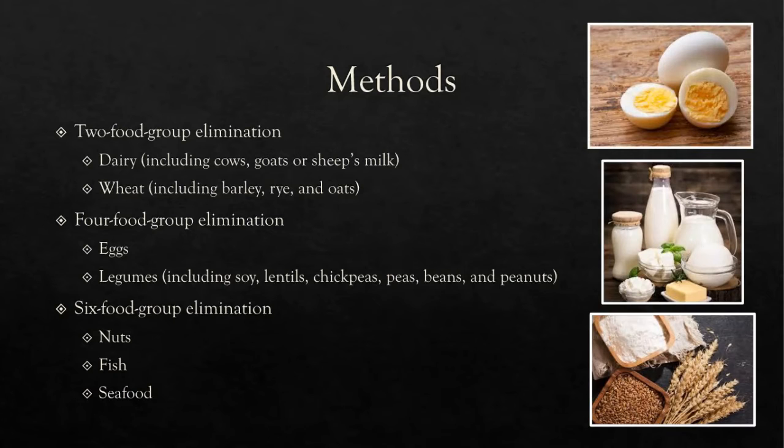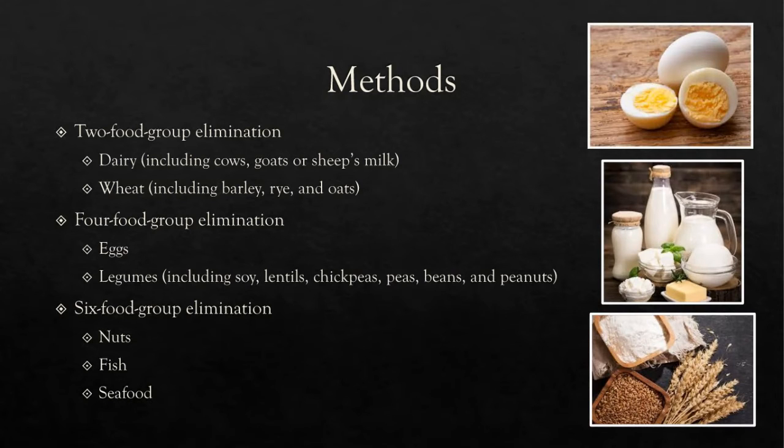So the participants who did not respond to this were then put on a 4-food group elimination diet. And they cut out of their diet eggs and legumes in addition to the dairy and wheat. And then if they didn't see any response, they were put into the 6-food group elimination, and then they eliminated nuts, fish, and all other kinds of seafood from their diet, in addition to the other 4.